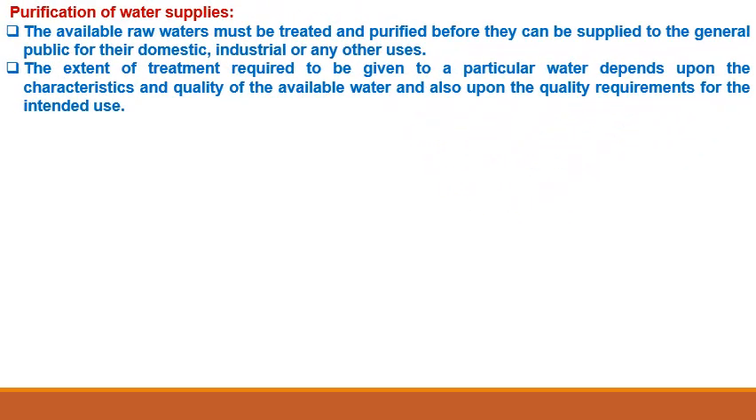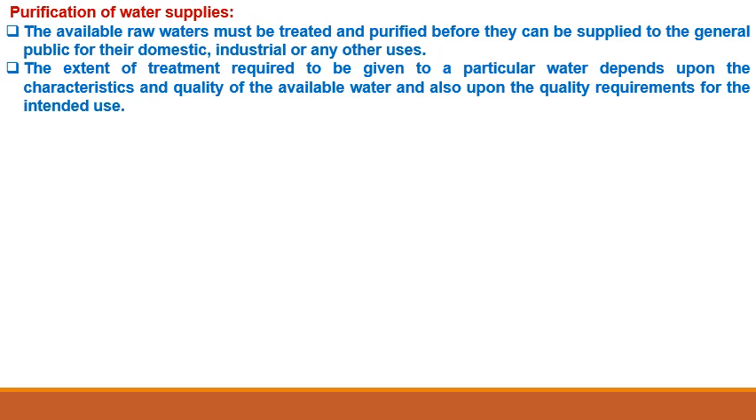Purification of water supply. The available raw waters must be treated and purified before they can be supplied to the general public for their domestic, industrial or any other uses. The extent of treatment required for a particular water depends upon the characteristics and quality of the available water, and also upon the quality requirements for the intended use.